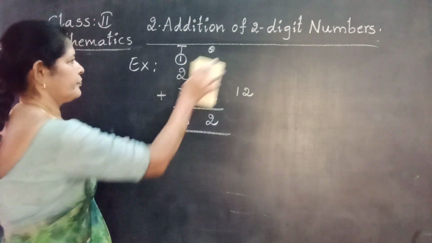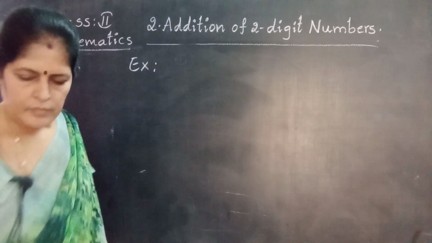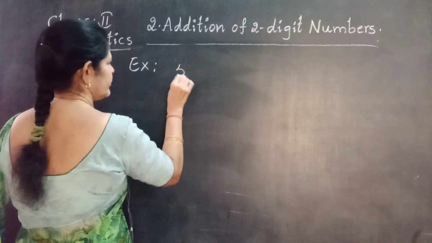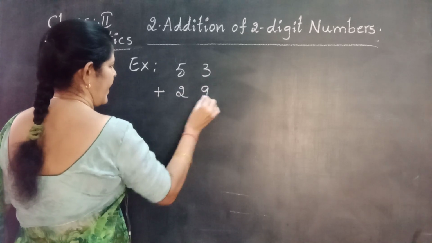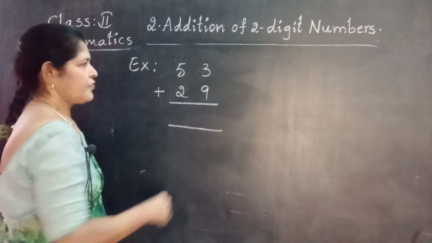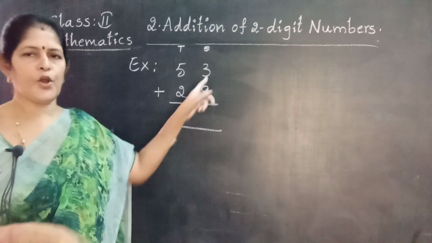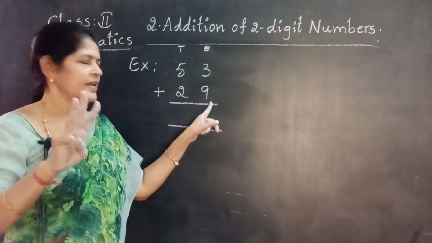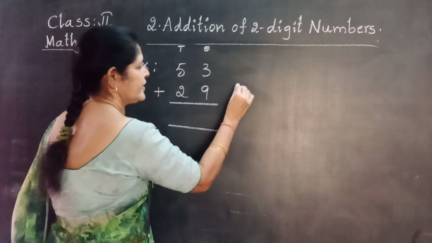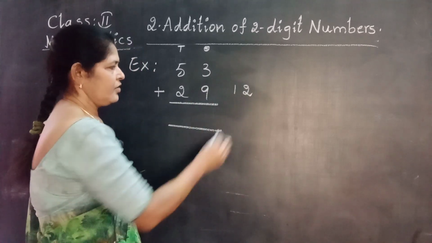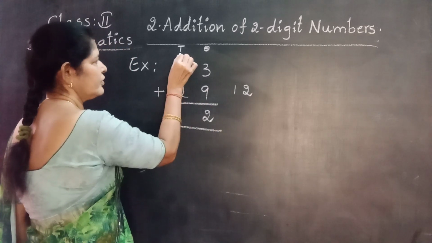Another example. Very easy. 53 plus 29. Adding ones, then go to tens. Same process. Take 3 fingers. 9 after 10, 11, 12. 12 is a 2-digit number. On the right side, 2 goes right in the ones place. 1 carry to the tens place.